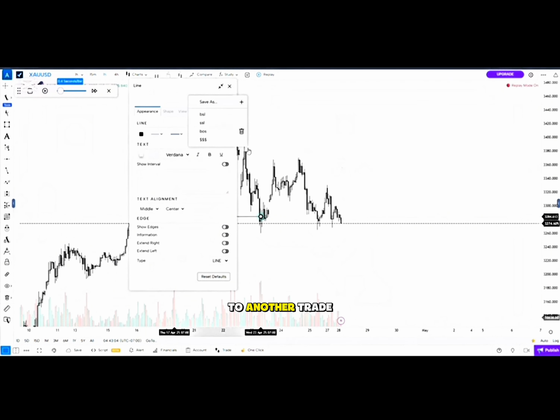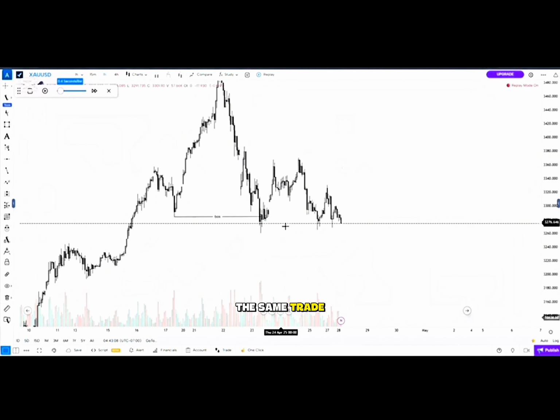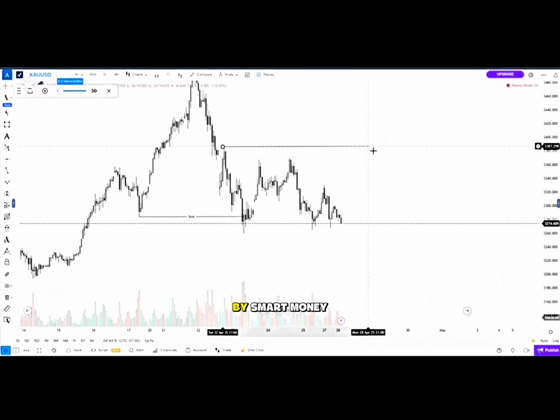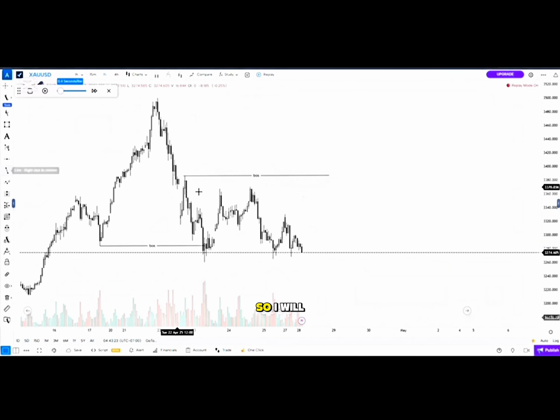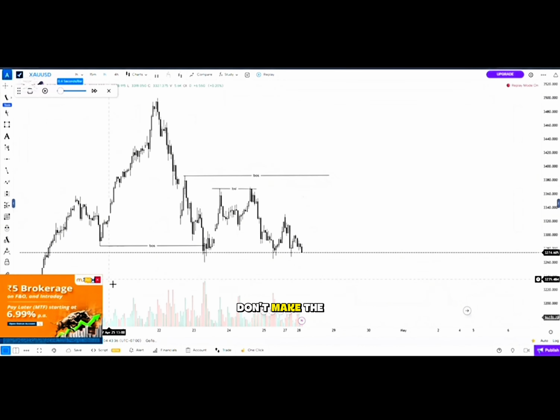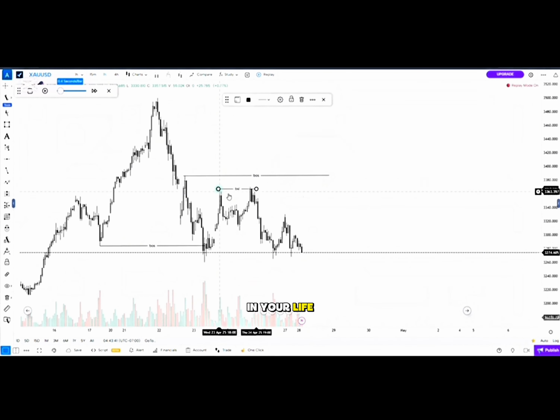So moving on to another trade example. This is the same trade setup just like the Friday one. This was a trap setup by smart money for early buyers. So I will tell you more and more trap setups just like this so that you don't make the same mistake again in your life.